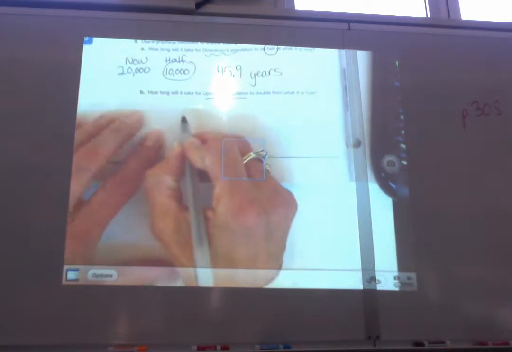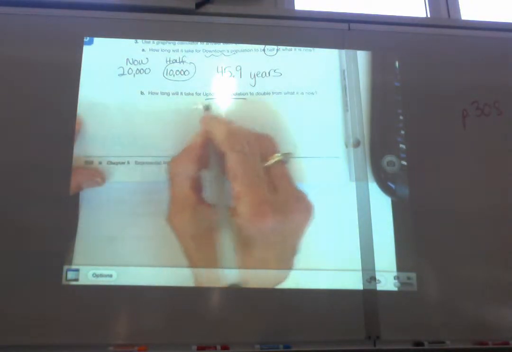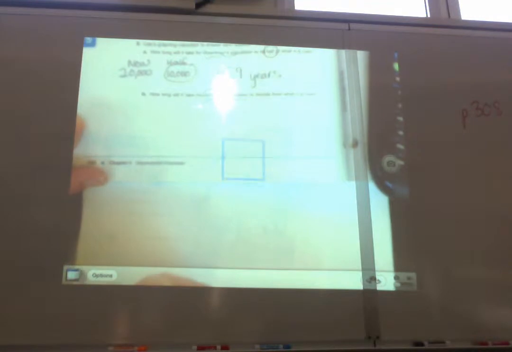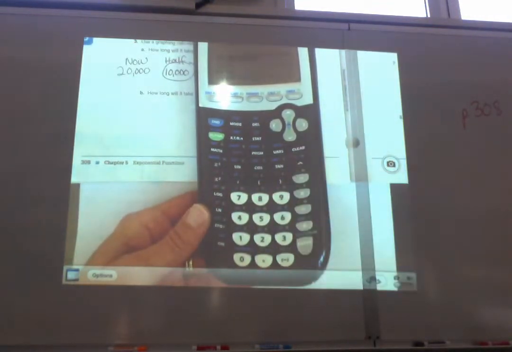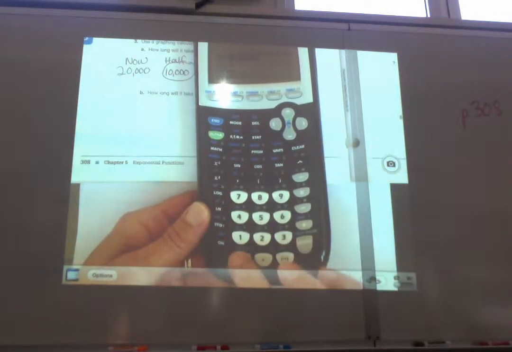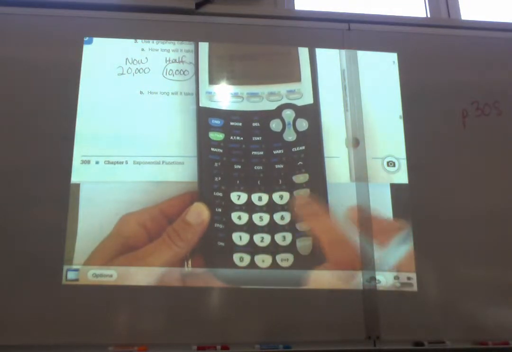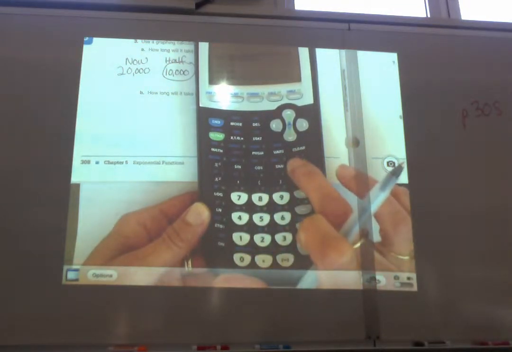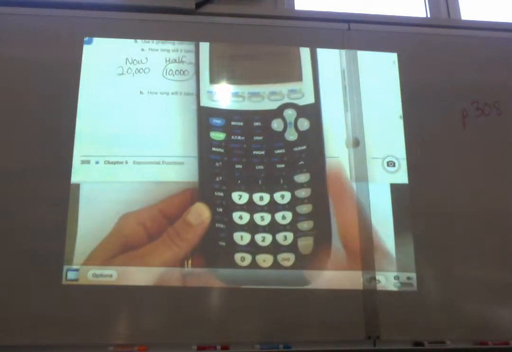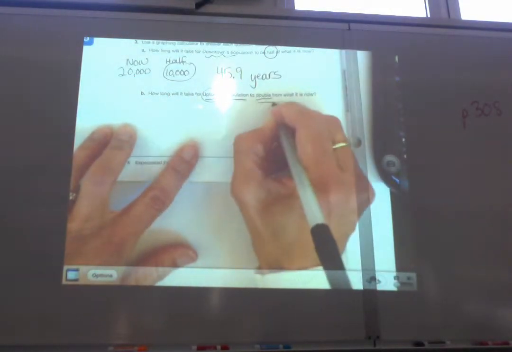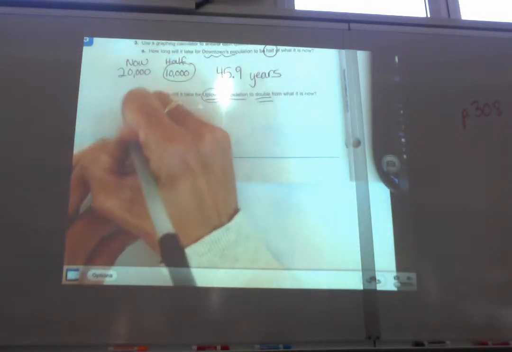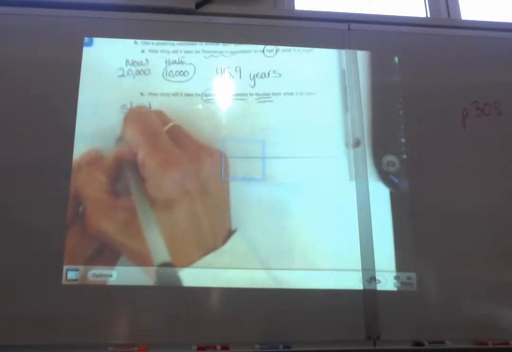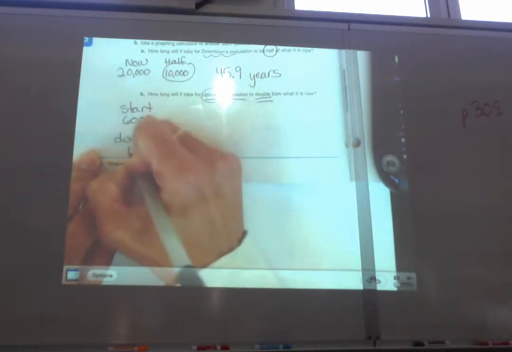First thing, you had to look at what town you're working with. And so in y equals, you had to clear out downtown's function and put in uptown: 6,000, parentheses, 1.018, close parentheses, raise it to an exponent. Second thing, you had to look at what they wanted. So this town started at 6,000 and then doubled to 12,000.